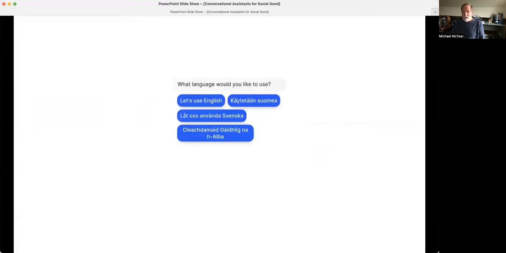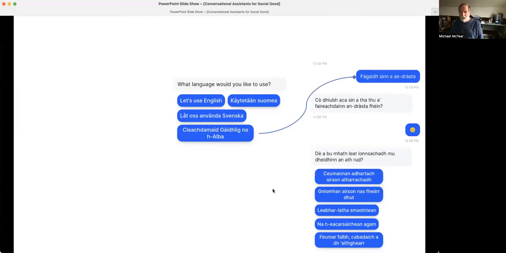And this is actually an example of the use of the languages. The user is invited to choose the particular language they want to use, and in this example, they have chosen Scottish Gaelic, and so the interaction then proceeds in Scottish Gaelic.